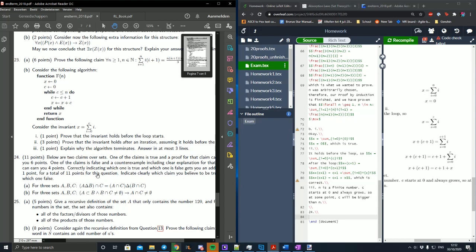Okay, so here we have: if A is a proper subset of B, and B and C share at least one element, then A and C share at least one element. And also we have here the A XOR B, so the symmetric difference of A and B, intersection C, equals the symmetric difference of A union C and B union C. Intersection again.